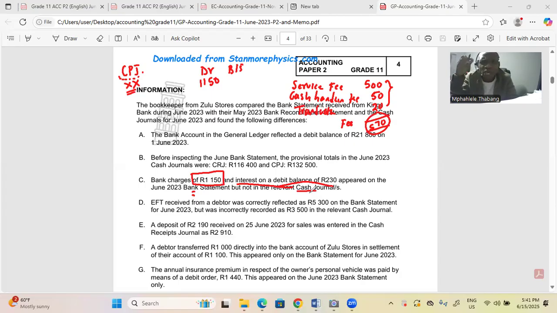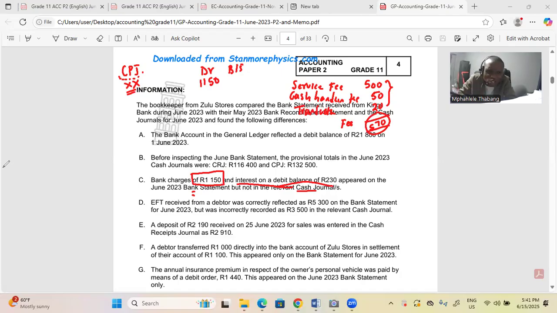So we have to record it where it is missing. It is missing where? In the channel. They don't tell you which channel. You have to know that it is missing in the cash payment channel. So you have to go and update your CPJ and say there is an item missing on CPJ. How much? 1,150 for the bank charge.